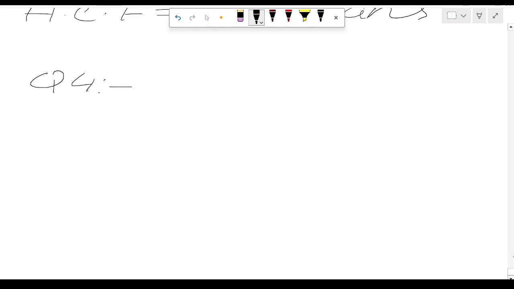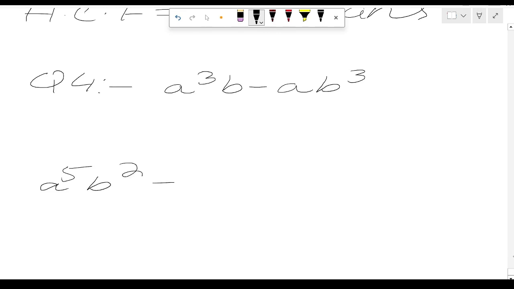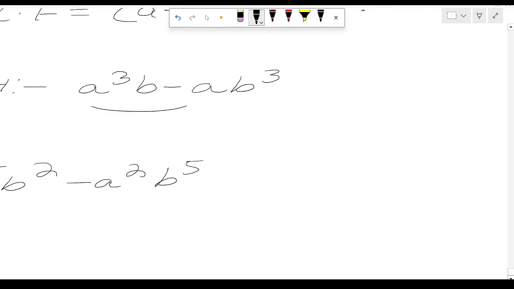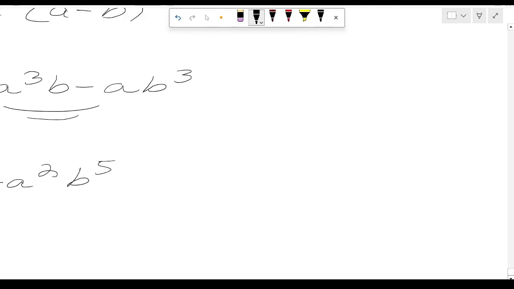Now let's move on to question number 4. Question number 4 states that we have a cube b minus ab cube, and then we have a power 5 b square minus a square b power 5. So what are we going to do first? So look at the first expression. We have a cube b minus ab cube. So we are going to take the common values between them. First we have a cube, then we have a. So I'll just take a.